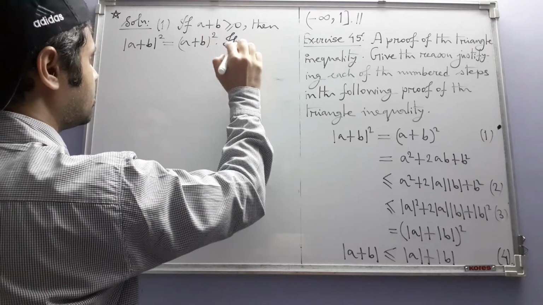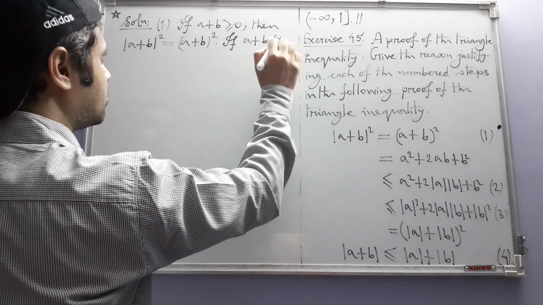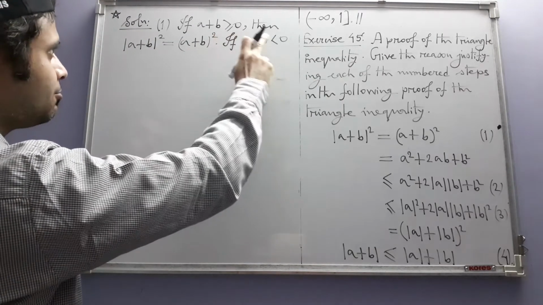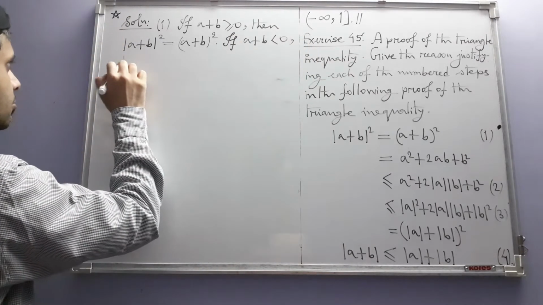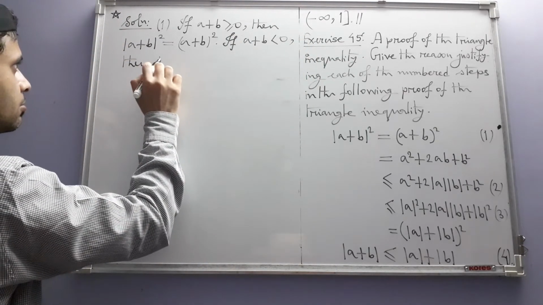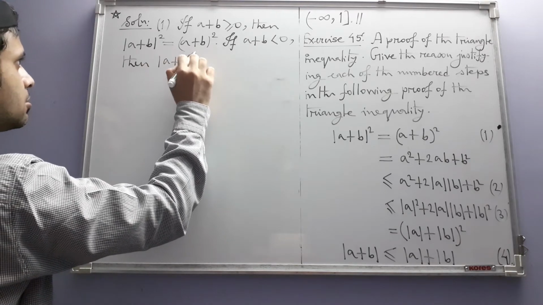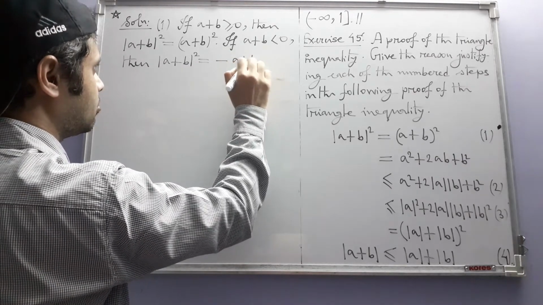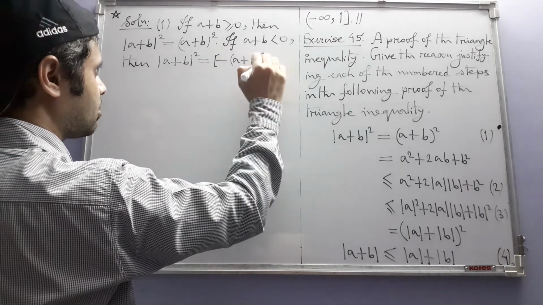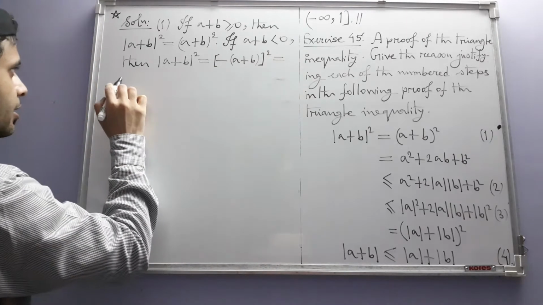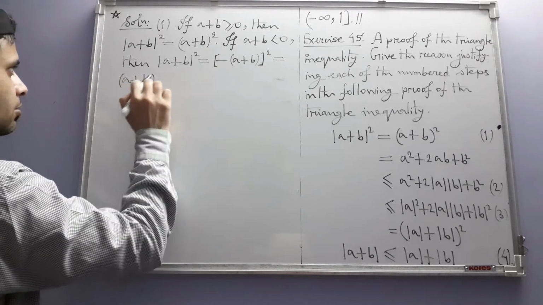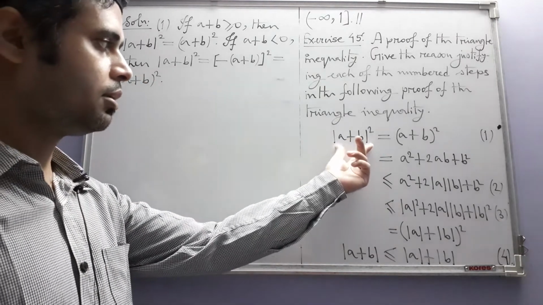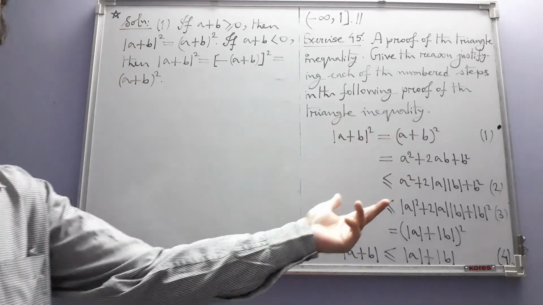If on the other hand a plus b is negative, these are the two possibilities. A plus b is either non-negative or negative. Then the absolute value is minus of a plus b, and outside we have square, so this again becomes equal to a plus b whole square. So in any case, if you have square, whether you consider absolute value or don't consider, it does not matter.